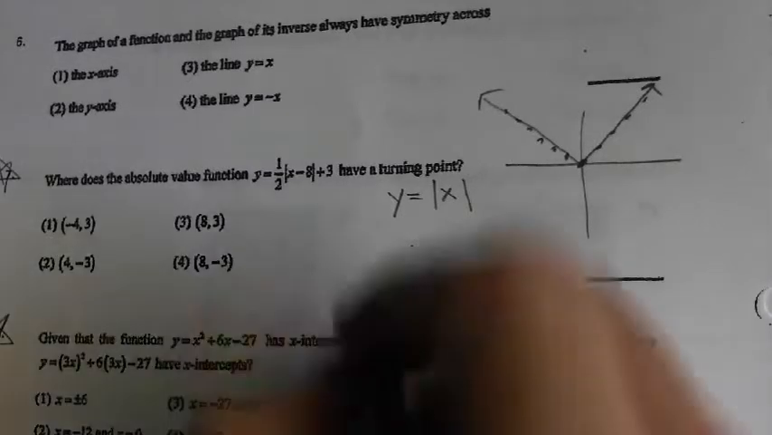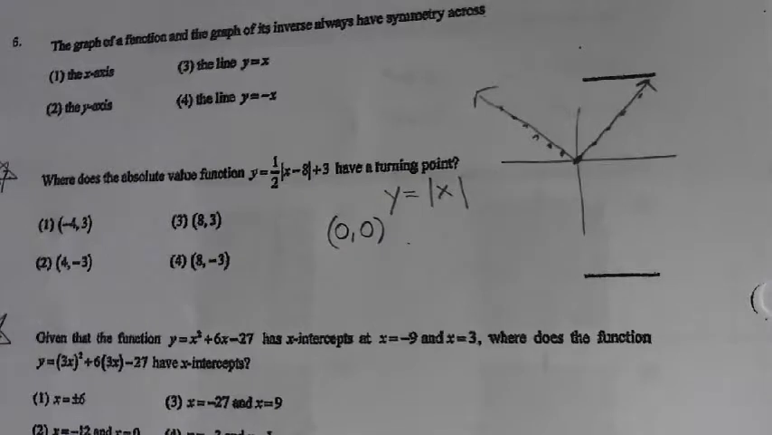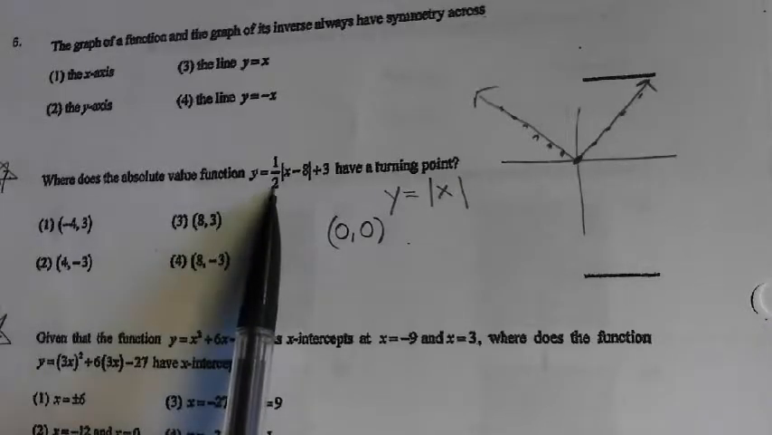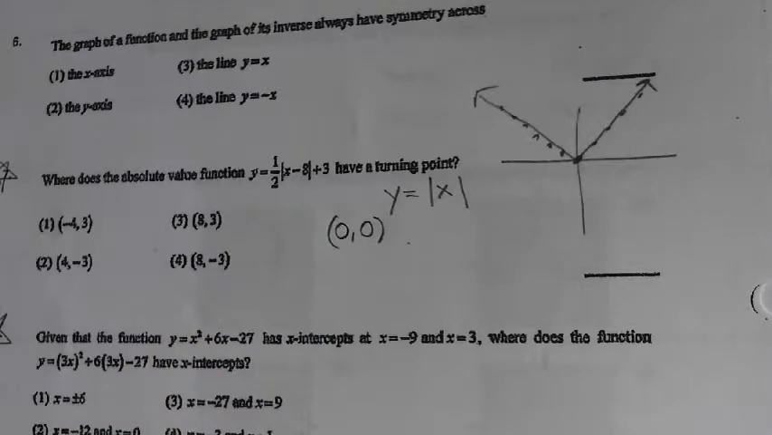So my vertex originally, and this problem number 7 is asking about my turning point, which is your vertex. My vertex is initially 0, 0. But this point is undergoing 3 transformations. We've got this half multiplier, we've got this minus 8, and we've got this plus 3. There's 3 transformations. Which one happens first, Eric? The half. Think order of operations. The negative 8.